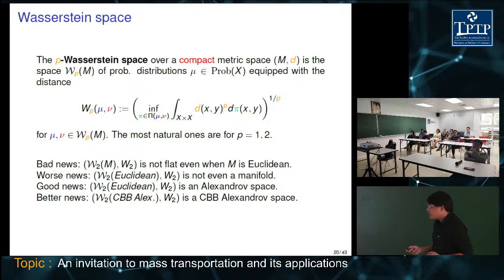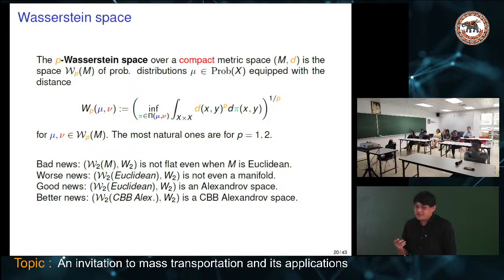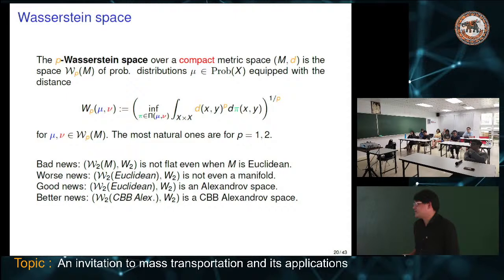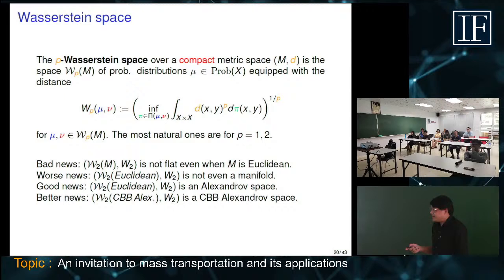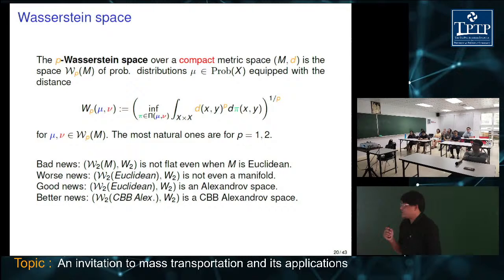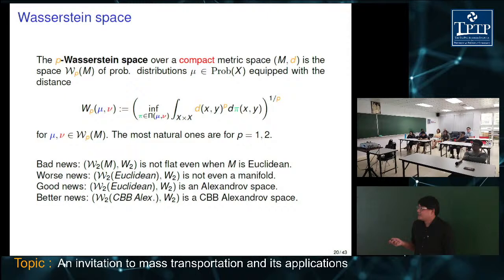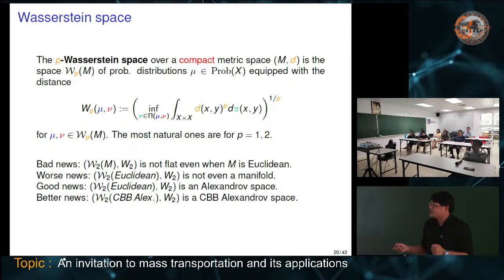And worse news, it's not a Euclidean space, and it's not even a manifold. So this means we cannot really use the geometry of manifolds, which is very efficient because you have calculus over manifolds. But the good news is this Wasserstein space over Euclidean space is an Alexandrov space, with curvature bounded from below. So this is where Alexandrov geometry enters the study of optimal transportation. And as soon as I found out these properties, I thought maybe I can use some of my knowledge to solve some open problems in the setting of optimal transportation.